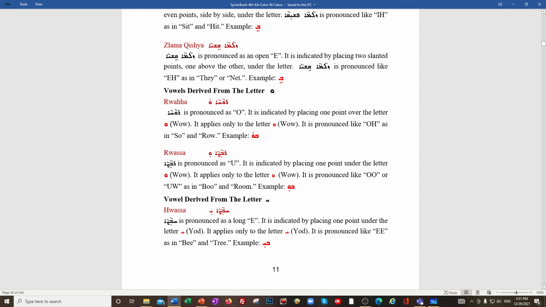Rwasa, the second vowel derived from the letter wow, is rwasa. With rwasa, we're going to replace the dot under the letter. The sound is oo, like in boo, room. With the Beth, b, boo. So that is the Beth with the vowel rwasa, b, boo.